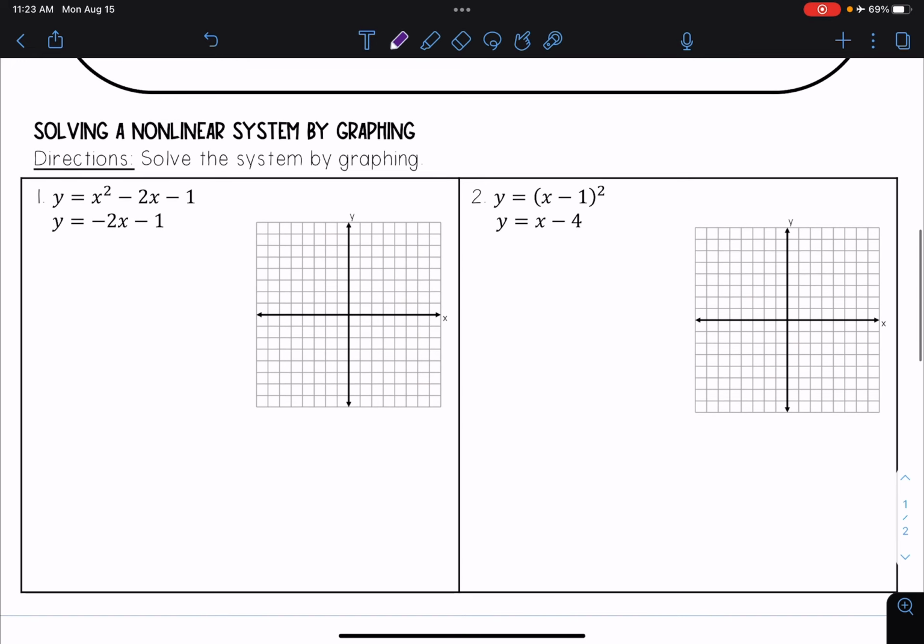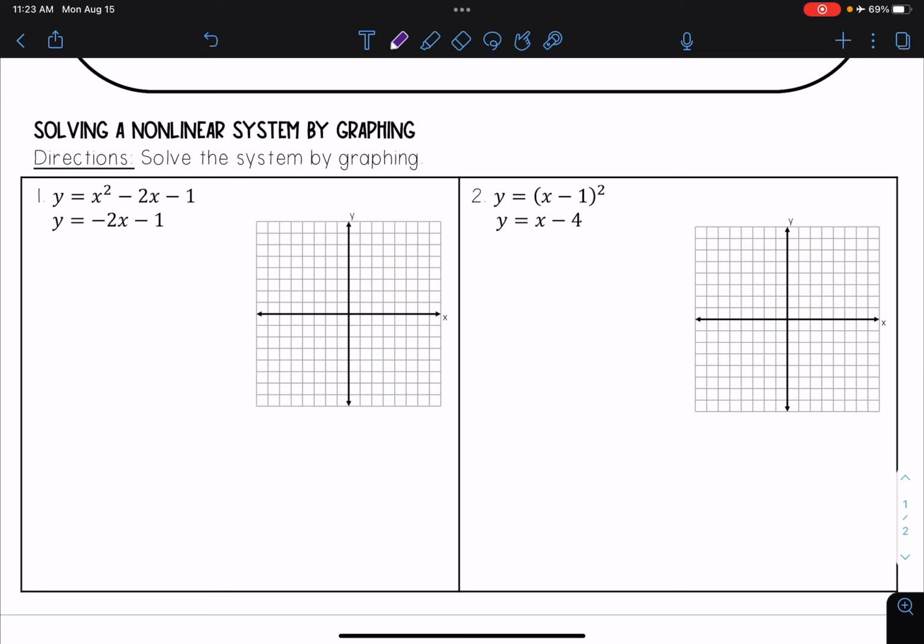So first, let's go ahead and solve a nonlinear system by graphing. To do that, we're going to graph both of these functions, and we're going to see where they intersect. First, I want to graph x squared minus 2x minus 1. When it's in standard form, we learned in our previous unit that we can find the vertex first, and then use that 1, 3, 5 rule to create other points.